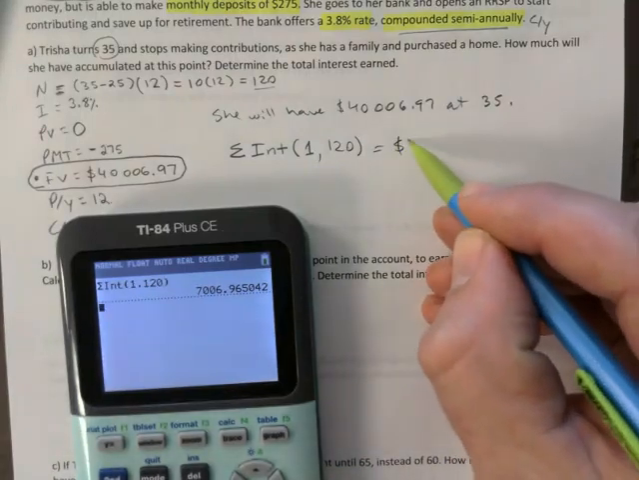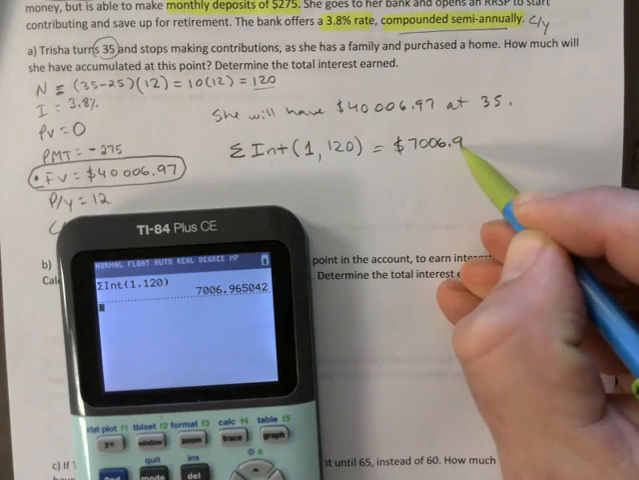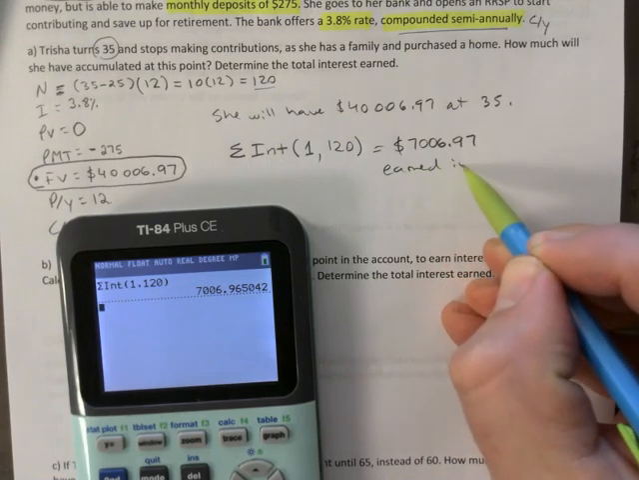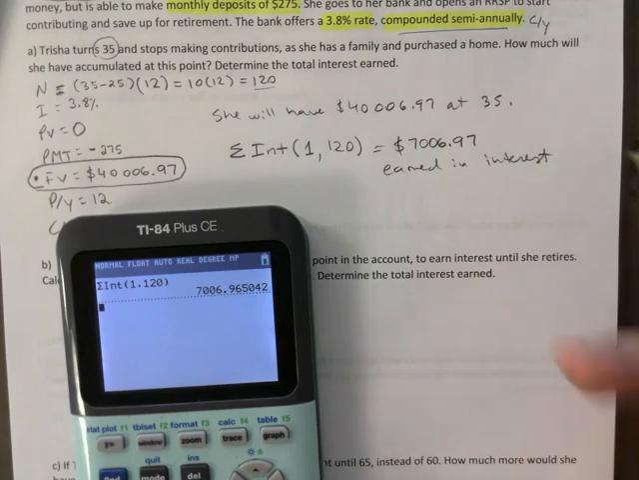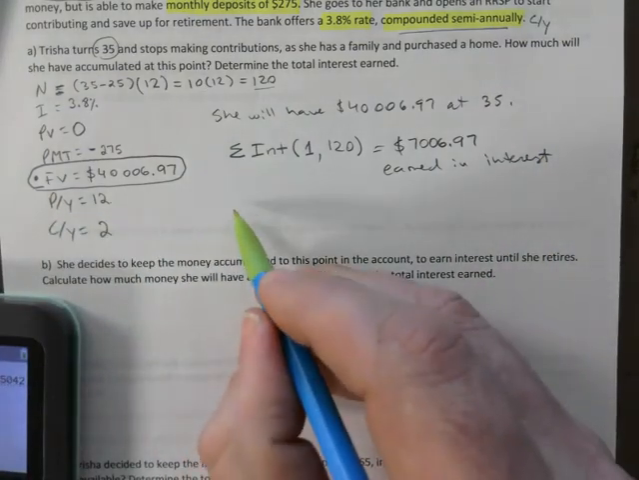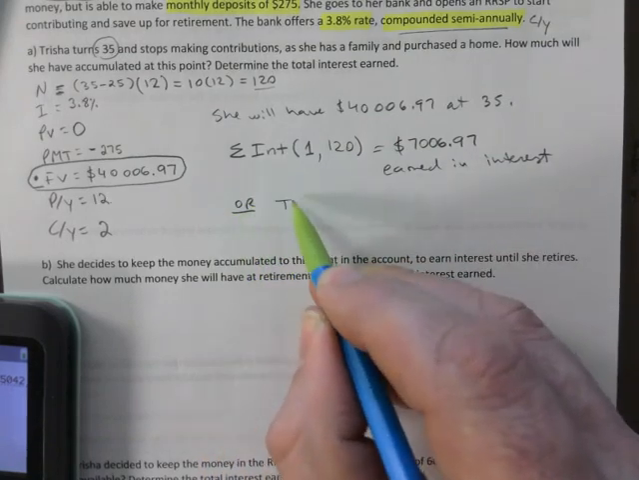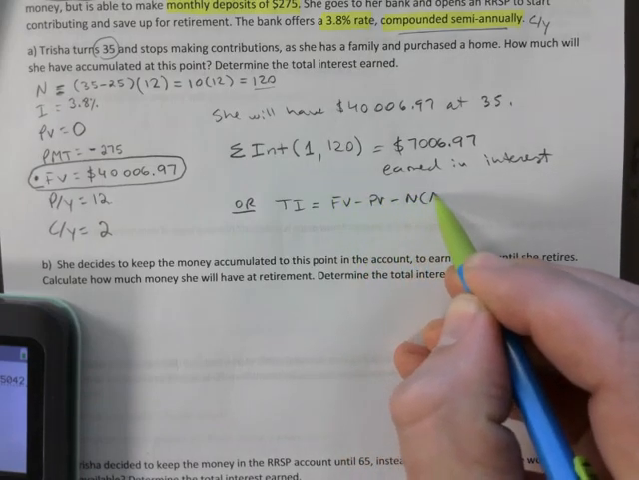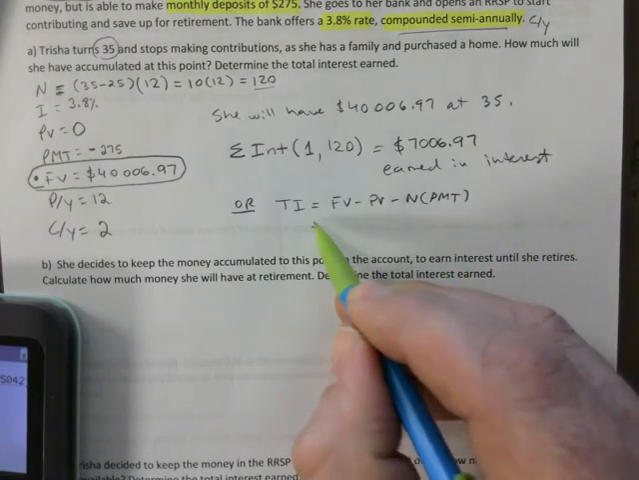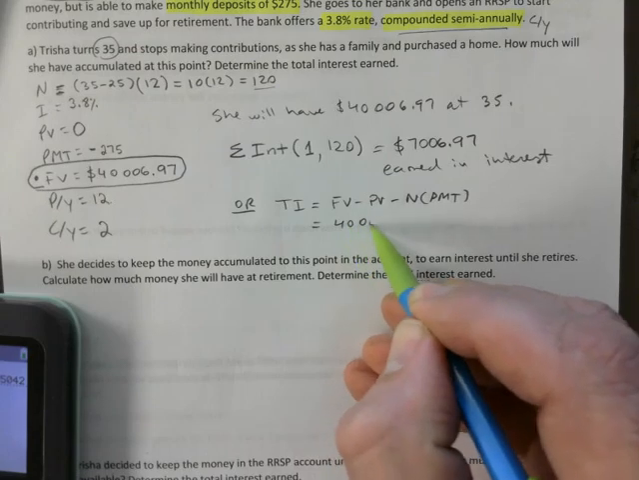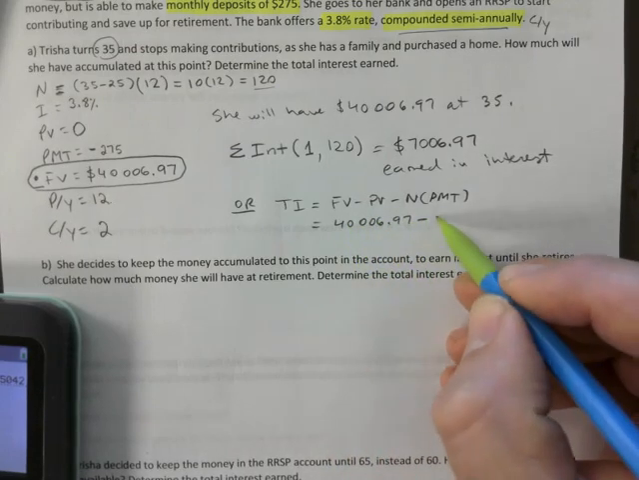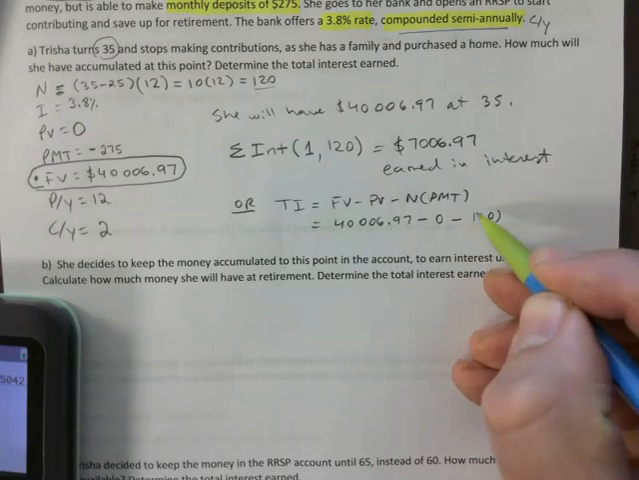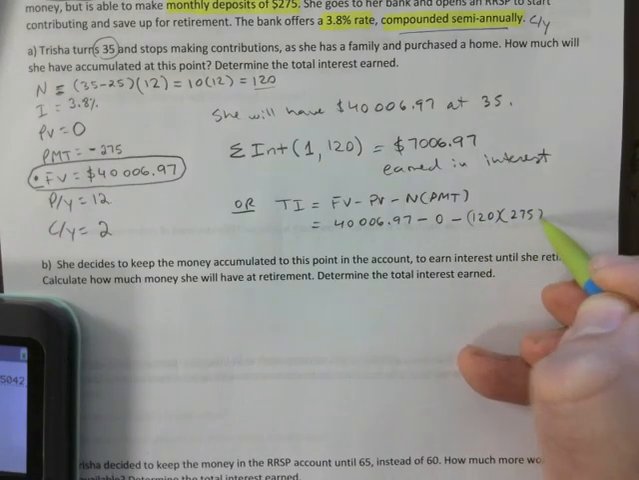So in this case, $7,006.97 earned in interest. Could you use the formula, or you could use this one, absolutely. Future value minus present value minus n times payment. I just want you to see that both work. So future value is 40,006.97. There is no present value. I don't start with a big amount. This would be 120 times 275.